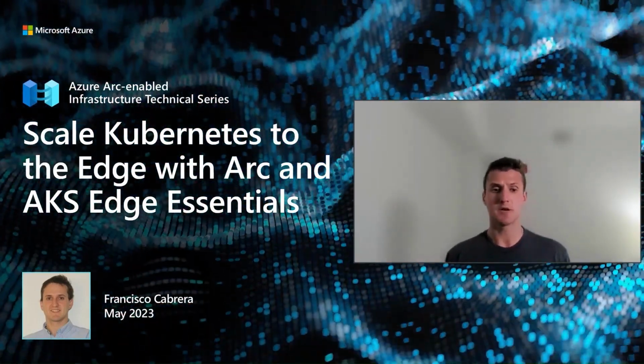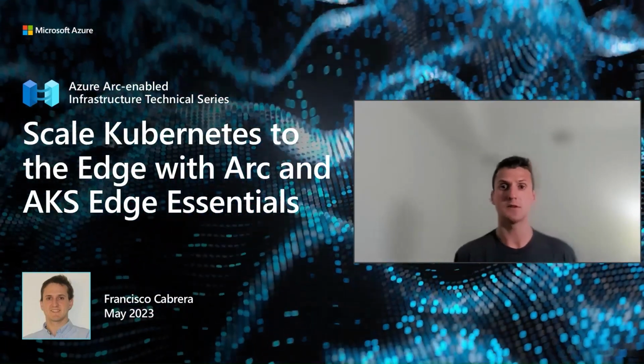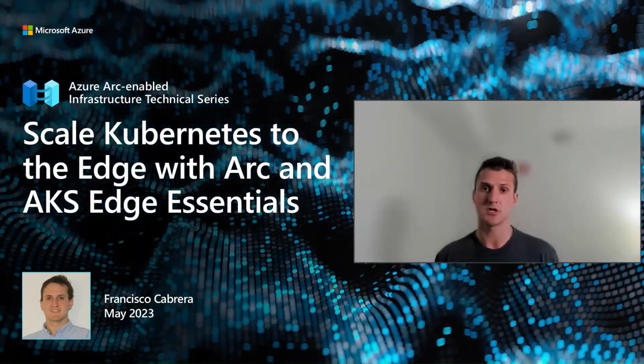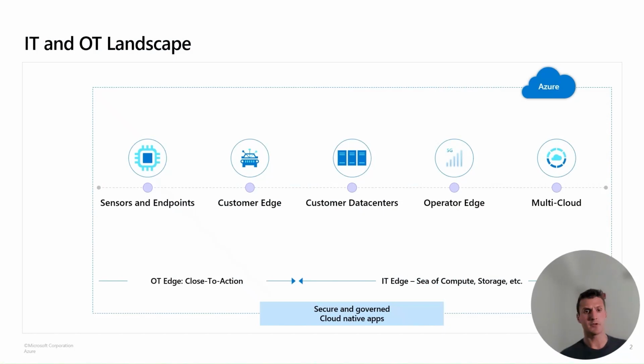Today I'll be talking about how you can scale Kubernetes to the edge with AKS Edge Essentials and Azure Arc. Before talking about our product, I would like to talk a bit about the IT and the OT landscape. We're seeing an increase in the convergence between the IT and the OT across a very heterogeneous environment. This diagram shows the diversity, spanning everything from small sensors and endpoints on the far left, all the way up to multi-cloud deployments on the far right.